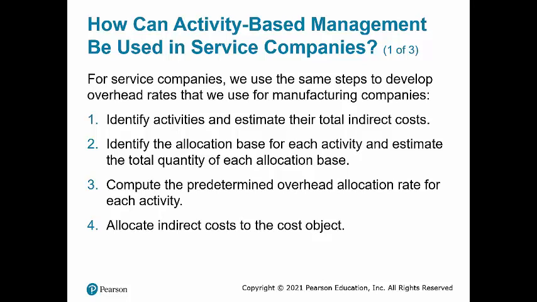With regard to indirect cost or overhead costs, the steps are the same for developing overhead allocation rates and applying them to different services or cost objects. So the first step will be to identify activities and estimate their total indirect cost. Second, identify the allocation base for each activity and estimate the total quantity of each allocation base. Third, compute the predetermined overhead allocation rate for each activity. And fourth, allocate the indirect cost to the cost object.